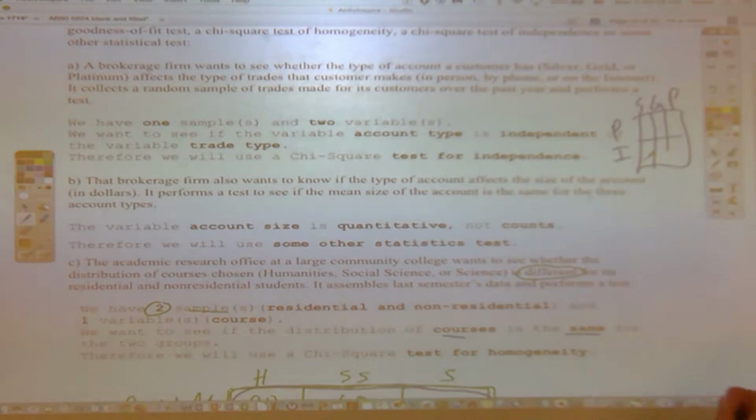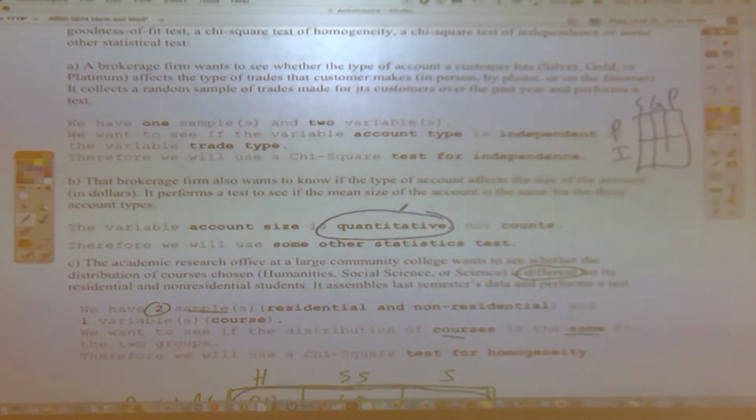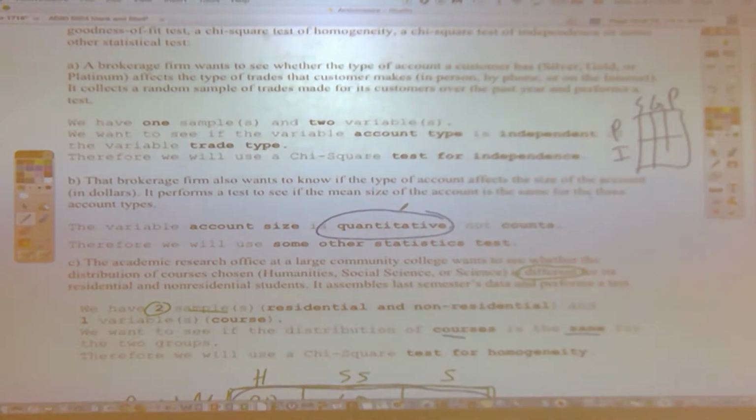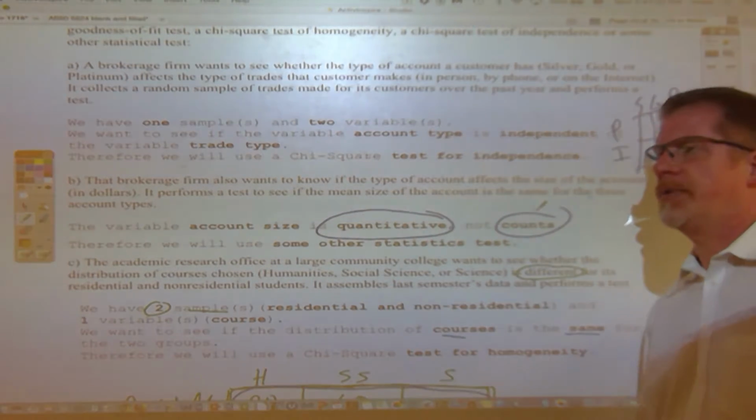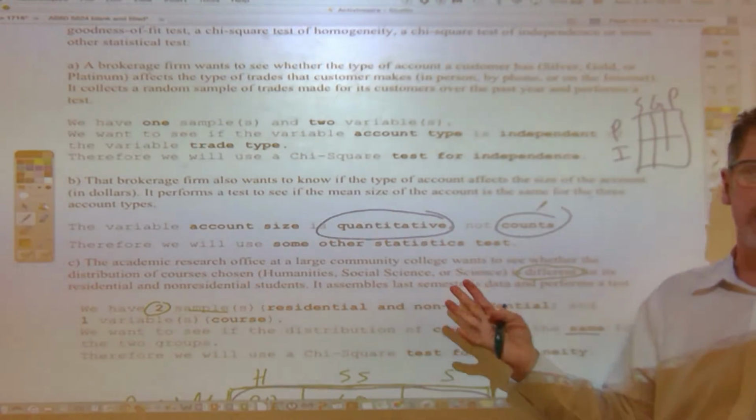Now in part B, it says the brokerage firm also wants to know if the type of the account affects the size of the account in dollars. It performs a test to see if the mean size of the account is the same for the 3 account types. Well, come on. We're no longer talking about categorical variables. We're talking about quantitative variables. And we don't even have counts. We have things that can be measured in decimals. So it's neither chi-squared test for independence, nor homogeneity, nor goodness of fit. This is just something else.